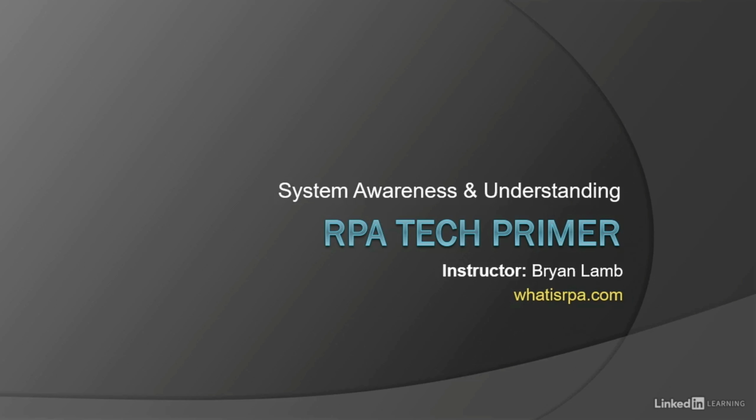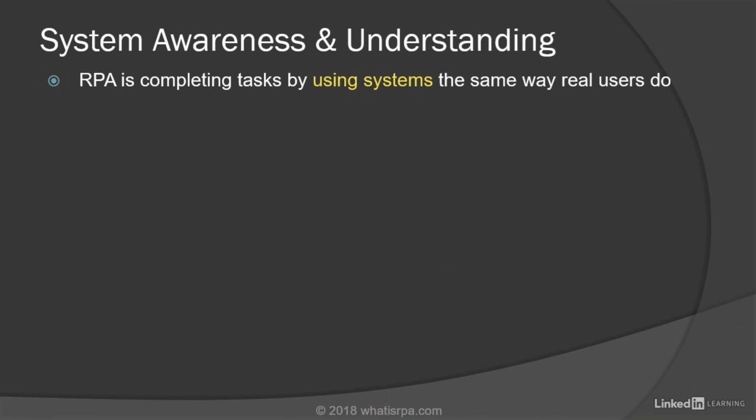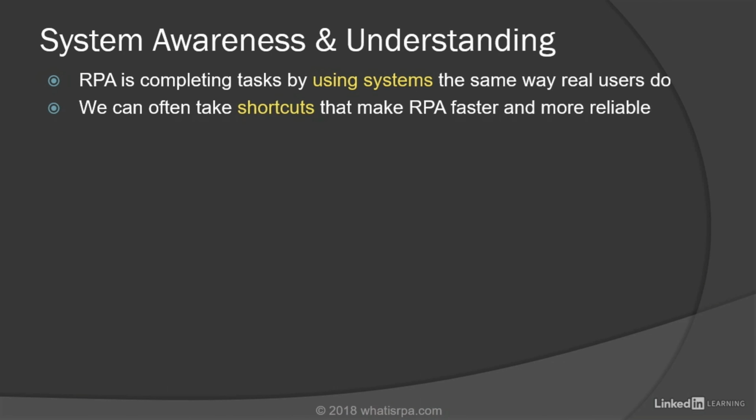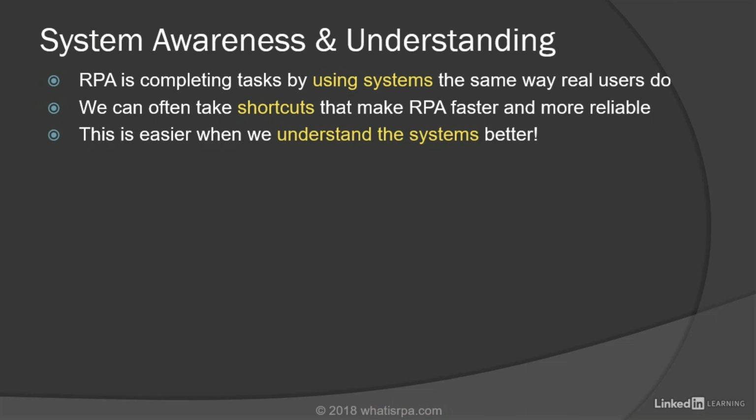If your goal is to be part of the team that's discussing and building robots, you're going to need to have additional awareness and understanding of the systems that are being used within your company. Because at the end of the day, RPA is about completing tasks by using systems the same way that real users do. Along with improving the discussions about building robots, we can often take shortcuts that make RPA faster and more reliable. This is easier when we understand the systems better.